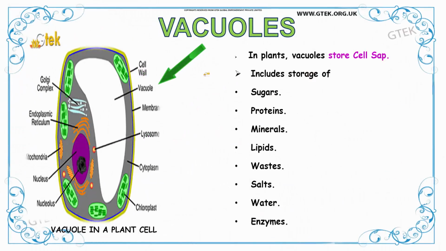Vacuoles. Vacuoles in plants store cell sap. It includes sugar, protein, minerals, lipids, waste, salts, water and enzymes. Here the plant cell which contains a vacuole is depicted. It contains a membrane, lysosomes, cytoplasm, chloroplast, nucleus and mitochondria over here.